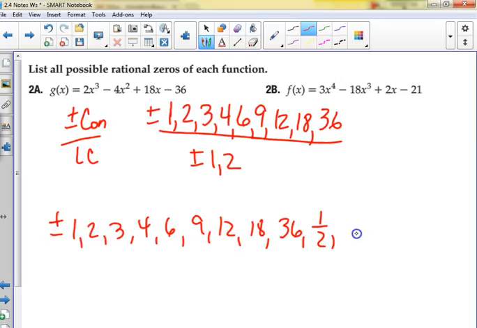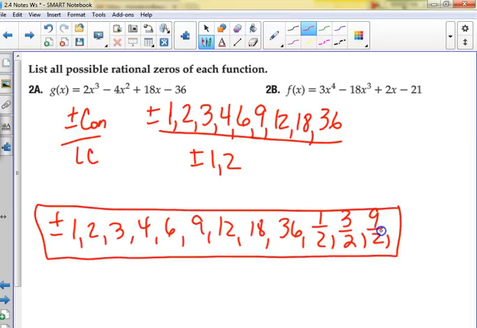We already have that on the list. 2 over 2 is 1. It's on the list. 3/2. 4 over 2 is 2. Already on the list. 6/2 is 3. It's already on the list. 9/2. Then are the rest on the list? Okay.